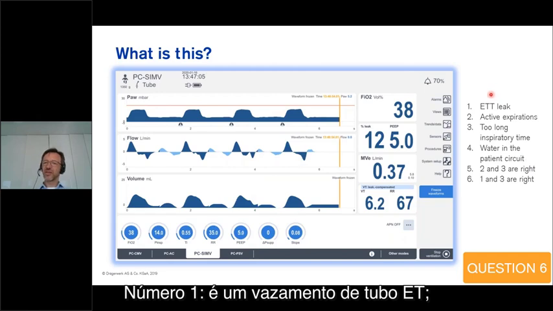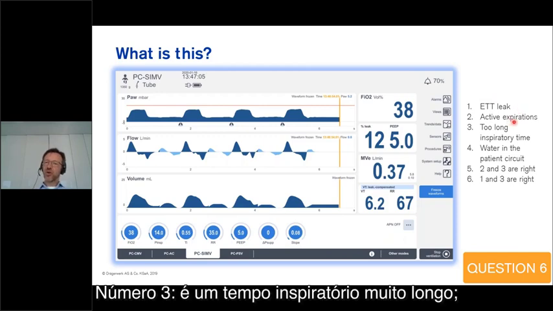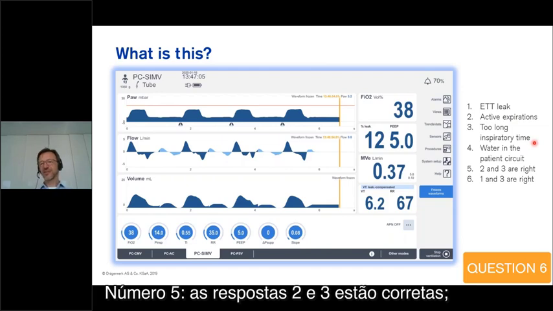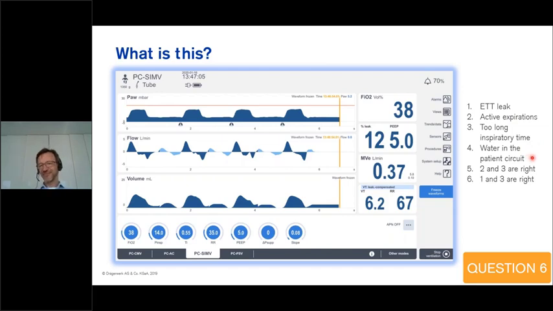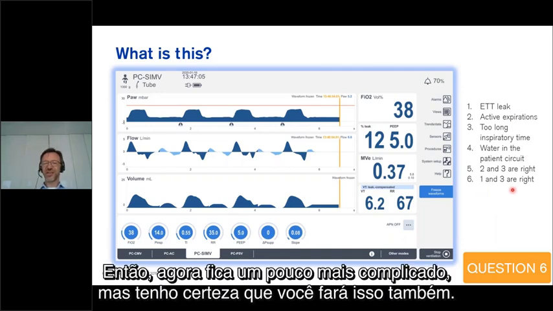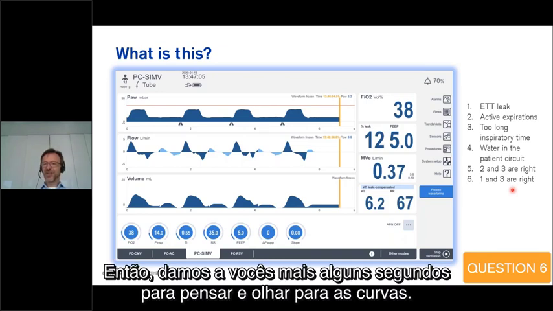Number 1, it's an ET tube leak. Number 2, it's an active expiration. Number 3, it's a too long inspiratory time. Number 4, there's water in the patient circuit. Number 5 is number 2 and number 3 are right. And number 6 is number 1 and 3 are right. So now it gets a little bit more complicated, but I'm sure you will make this as well. We give you a few seconds more to think and to look at the curves.